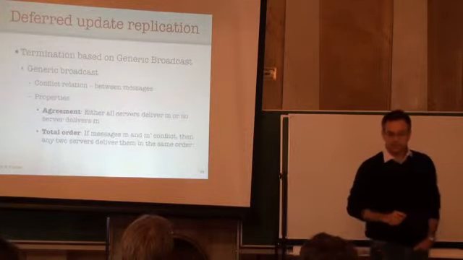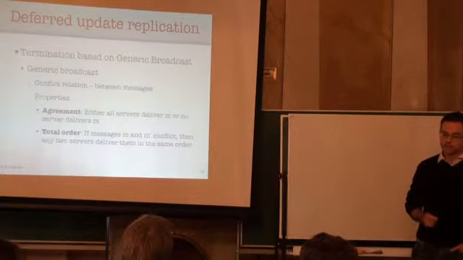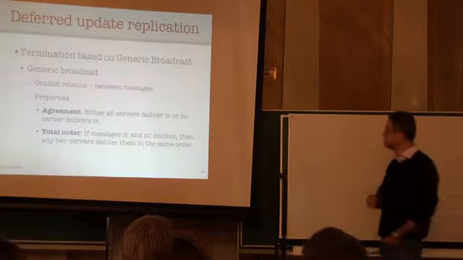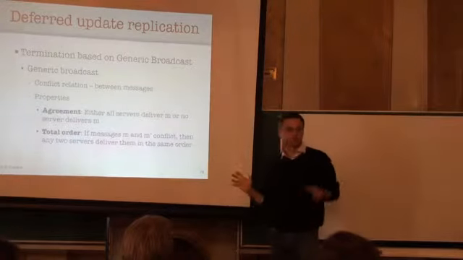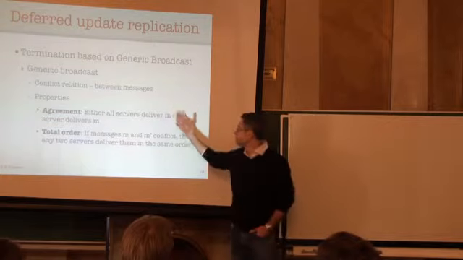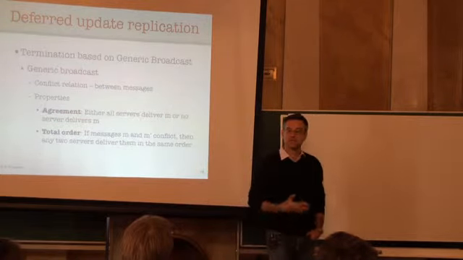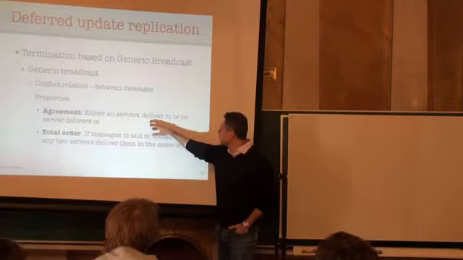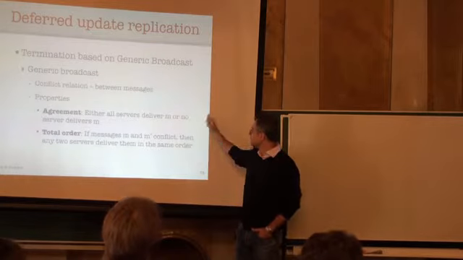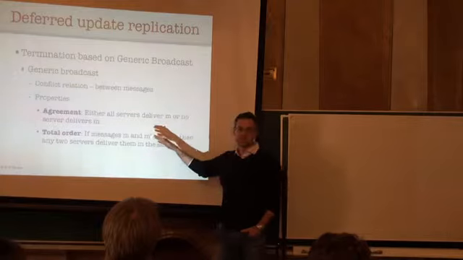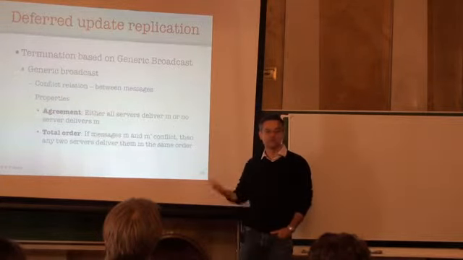So generic broadcast uses a conflict relation, right? In this conflict relation, it tells me which messages must be ordered with respect to each other. So atomic broadcast orders all messages, right? Total order is given for all messages, but I don't have to do that. I may also be able to build a system by only ordering some of the messages, not all of the messages. Agreement is the same. If all servers deliver M, then either all servers deliver M or no server delivers M. Right? I don't want a situation where one server delivers it and other servers don't.